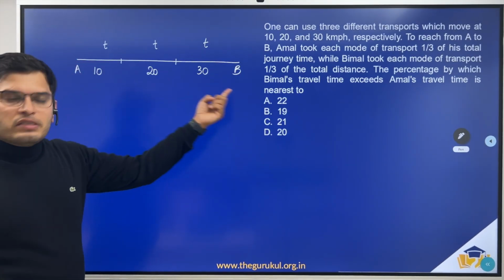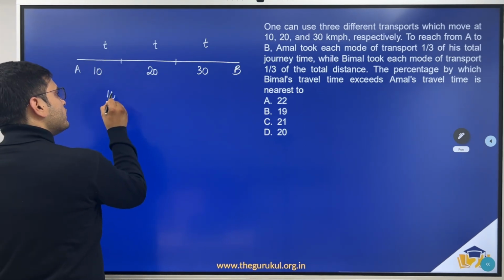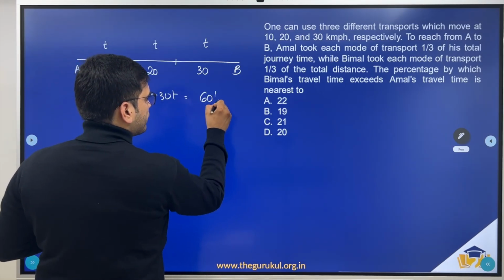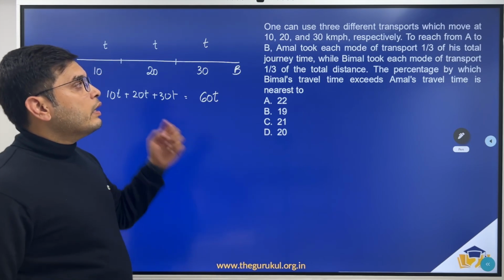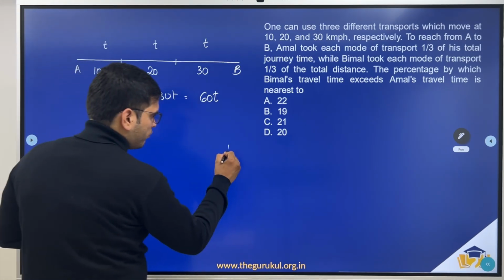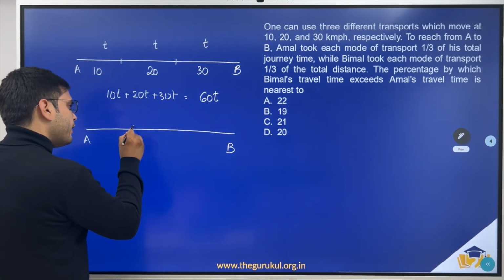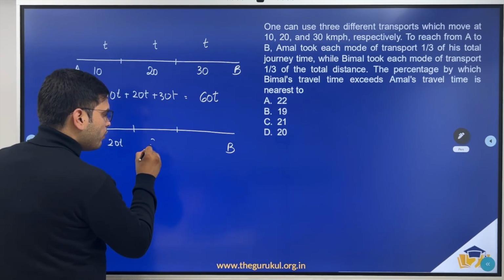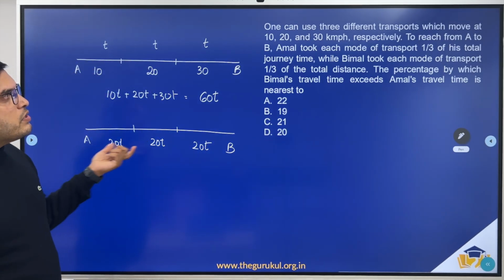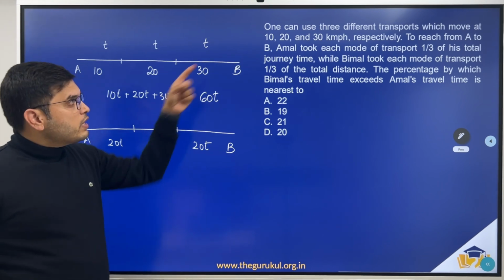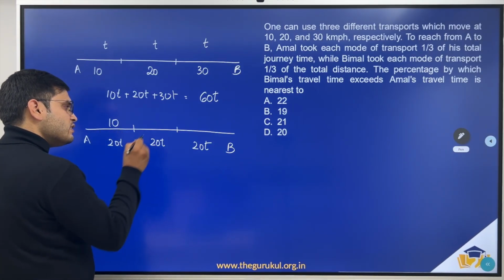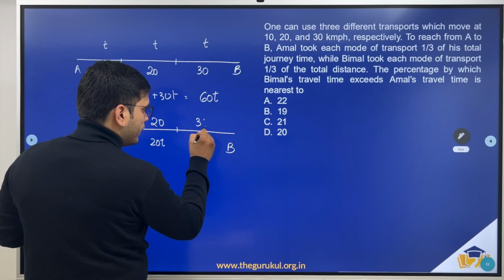So if that's the case, what is the total distance between A and B? 10 into T, so 10T plus 20T plus 30T, 60T. Done. Now what happened? Now Bimal took each mode of transport one third of the total distance. So he had traveled equal distances by the different modes of transport. So 20T. So he traveled this 20T distance at 10 kilometers per hour, this 20T distance at 20 kilometers per hour, and this 20T distance at 30 kilometers per hour.